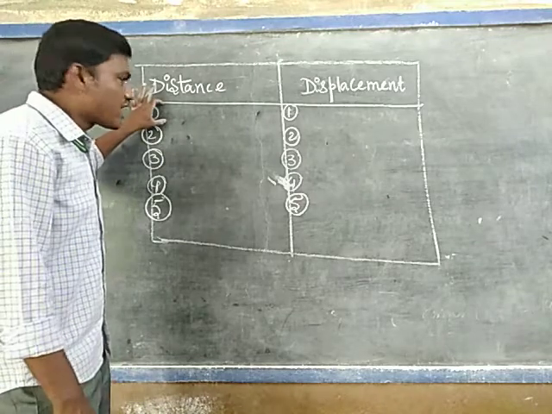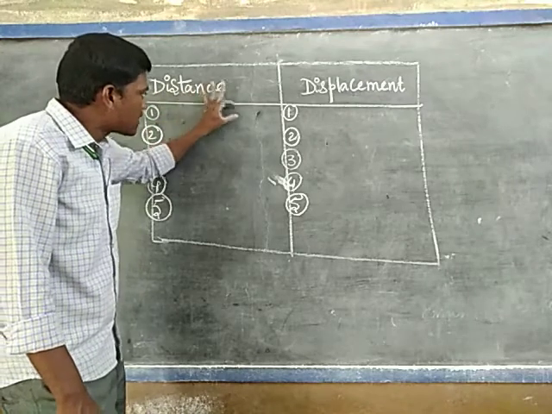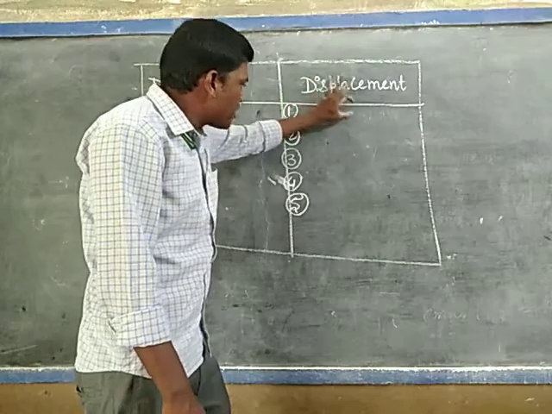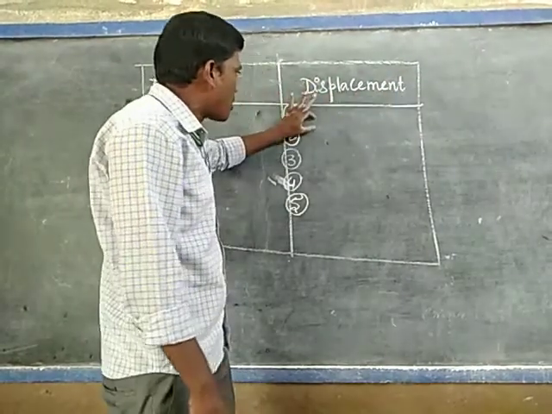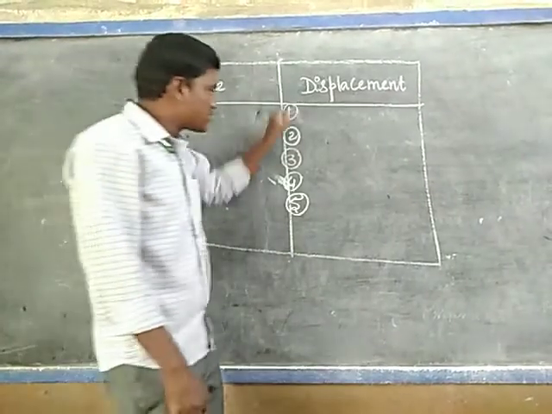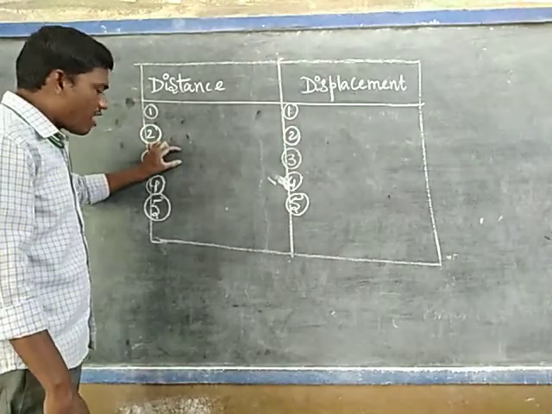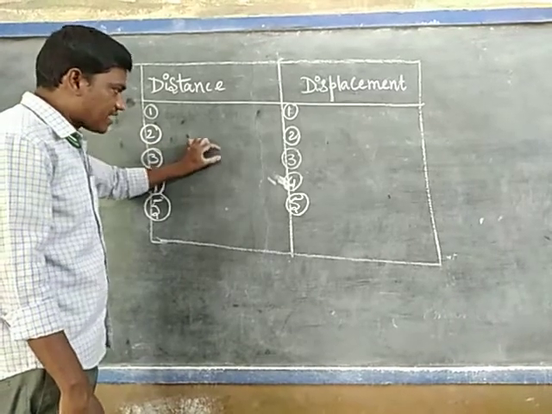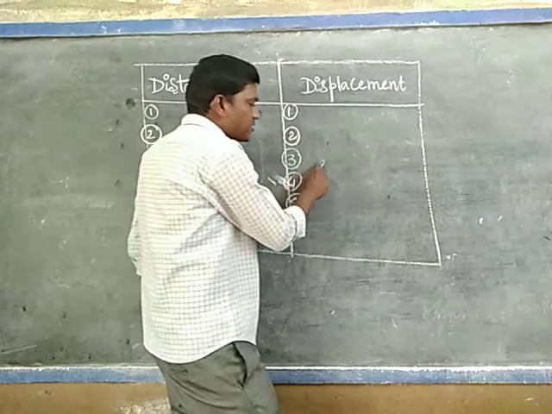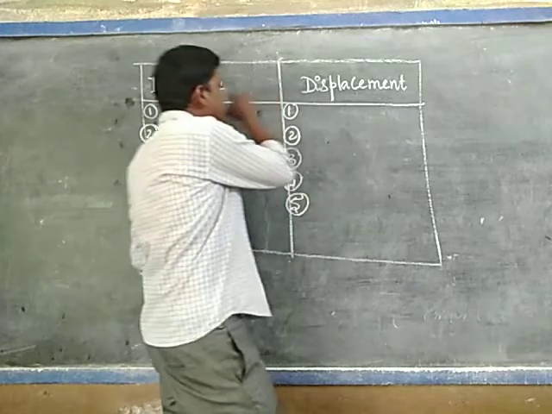First, we can write the definitions on both sides. The actual length of the path traveled by a body is called distance. The shortest distance between the initial and final position of a body is called displacement. Distance is a scalar, displacement is a vector. Next, the magnitude or numerical value of distance is equal to or greater than the displacement. The magnitude or numerical value of displacement is equal to or less than the distance.